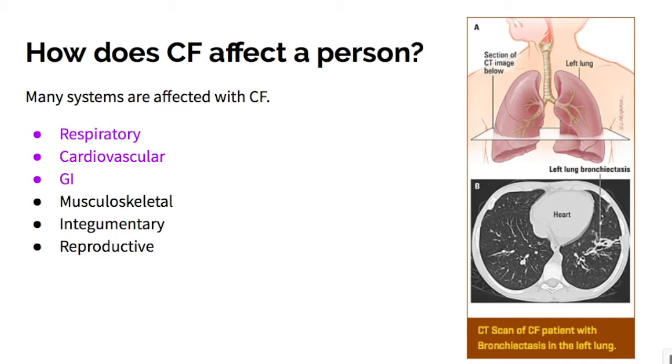Okay, so CF affects a person in many different ways, almost a lot of systems in the body. Mostly the respiratory tract. You're going to see thickening of the alveoli and obstruction of the bronchioles by mucus, and that can lead to infection like pneumonia, also pulmonary fibrosis, and various other pulmonary infections. The most severe can be Pseudomonas and Staph.